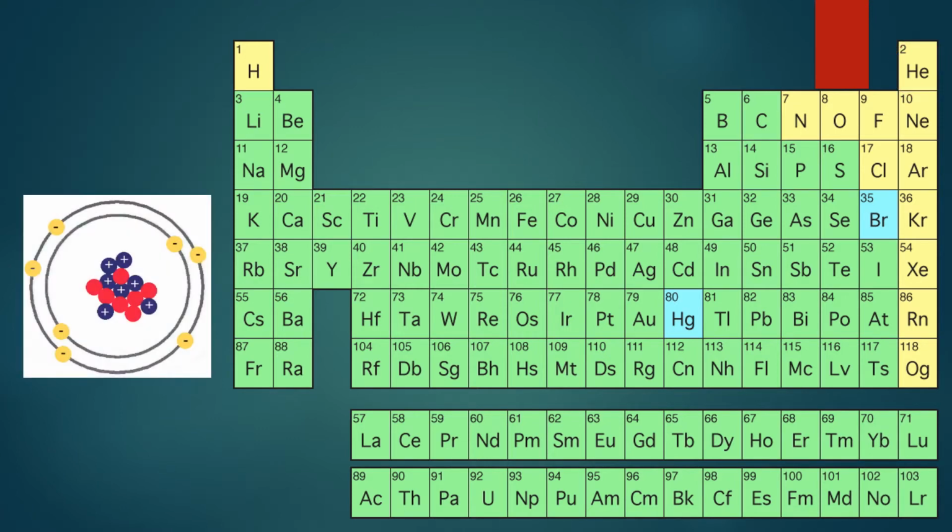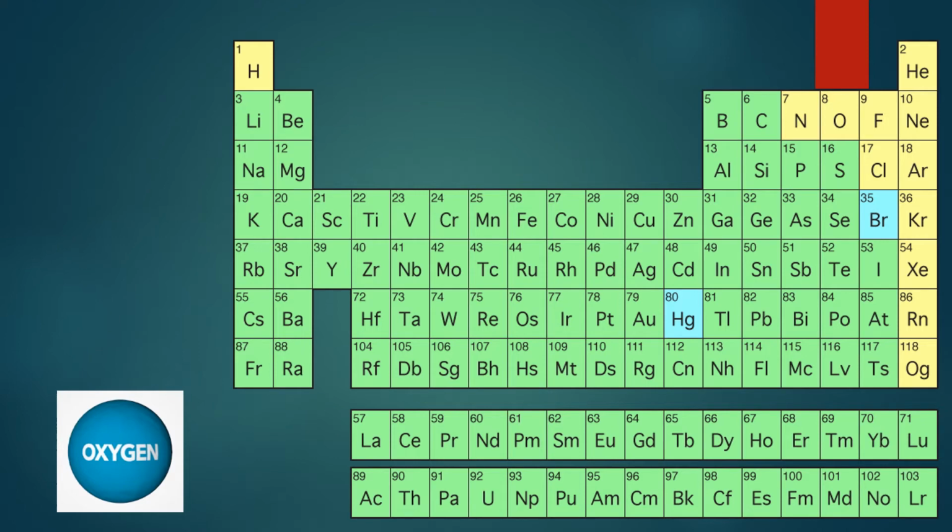How about this one? Count up the protons. 1, 2, 3, 4, 5, 6, 7. I see 7 protons. The atomic number is 7. So this element must be nitrogen. This is a cartoon representation of a nitrogen atom.